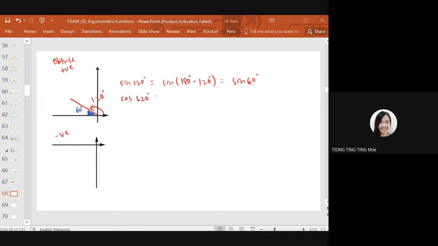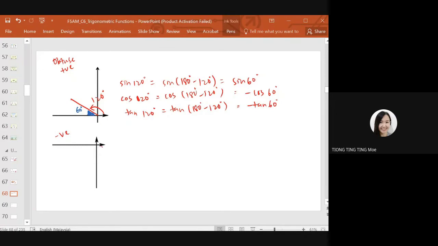How about cos 120? We do the same: 180 minus 120, cos 60. Is cos 60 positive or negative? This one you have to check. Cos is left, so it's negative. Negative cos 60. Then tangent 120: you change again, tangent 180 minus 120, so you get tangent 60. One positive, one negative, so tangent is negative. Negative tangent 60 degree.